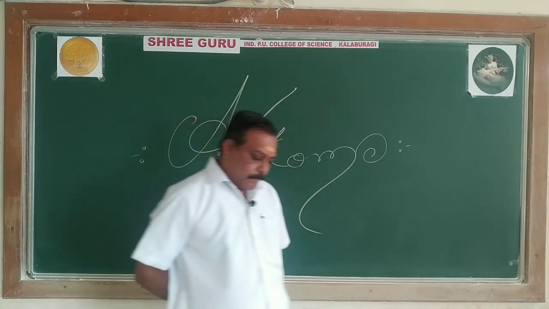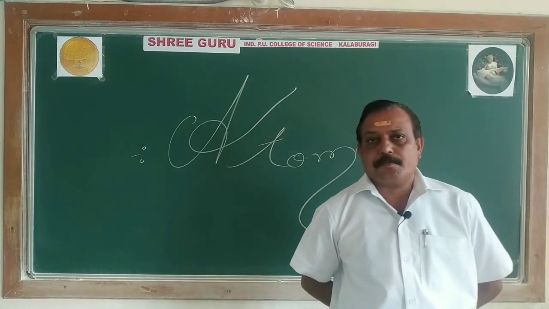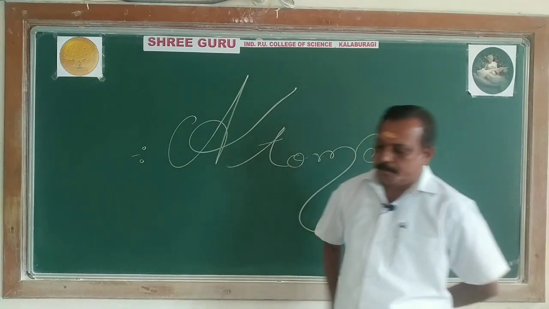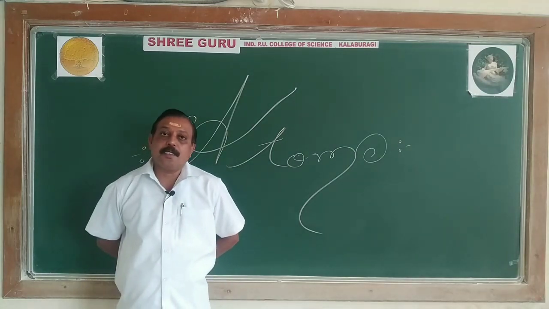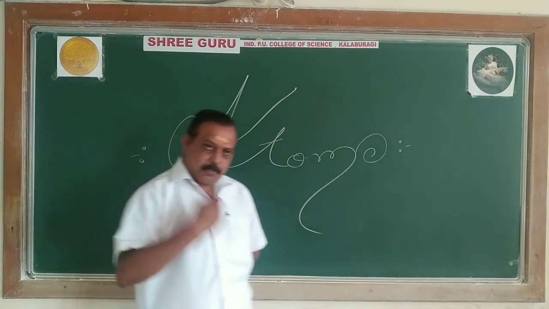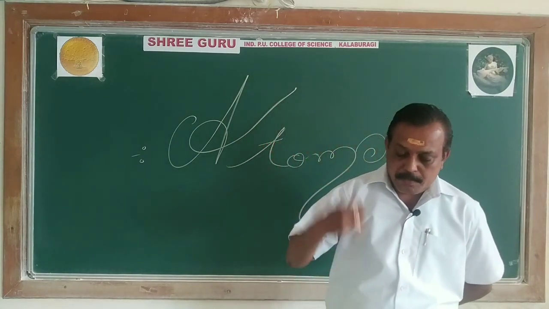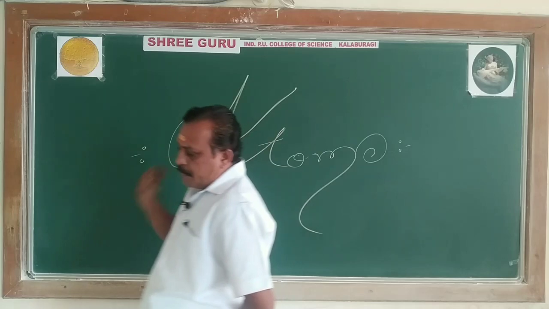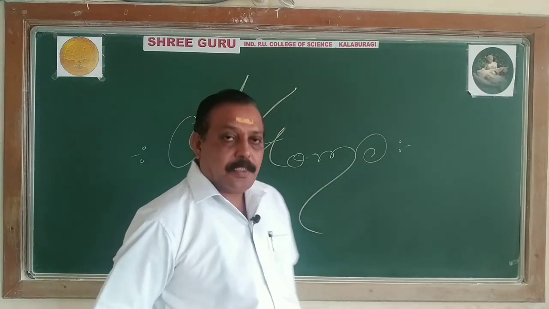Then he explained successfully thermionic emission and ionization. We know what thermionic emission and ionization are. Then, when the theory is analyzed, what are the drawbacks that are found in J.J. Thomson's model?